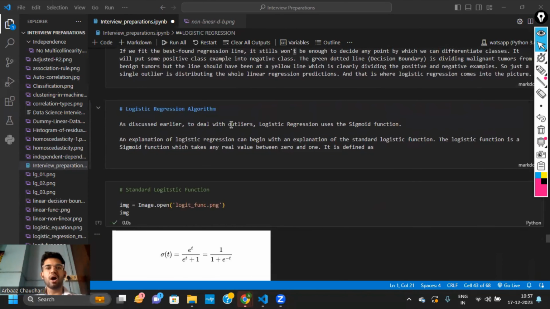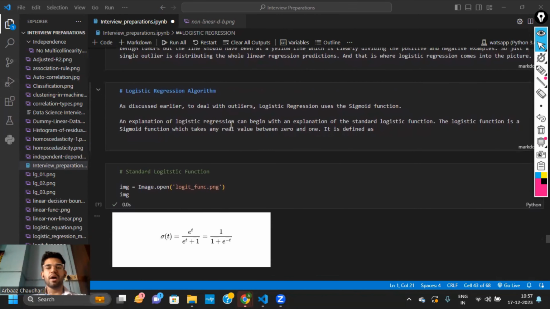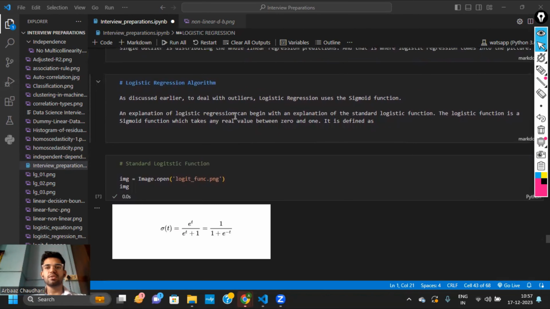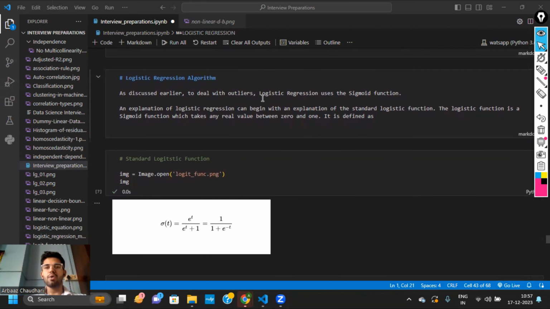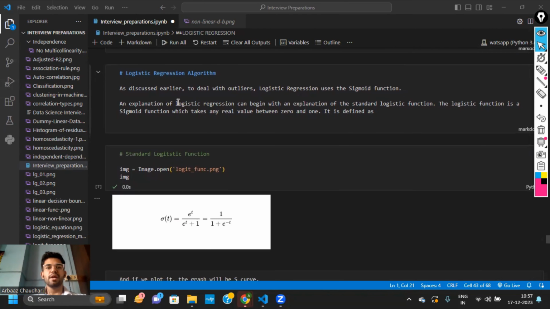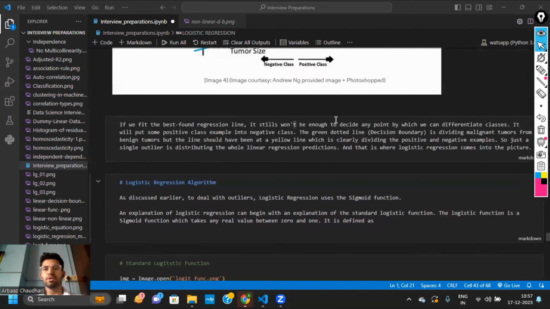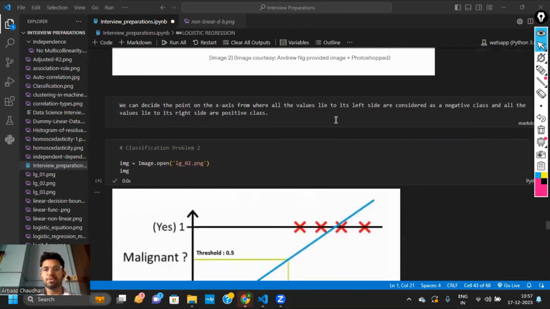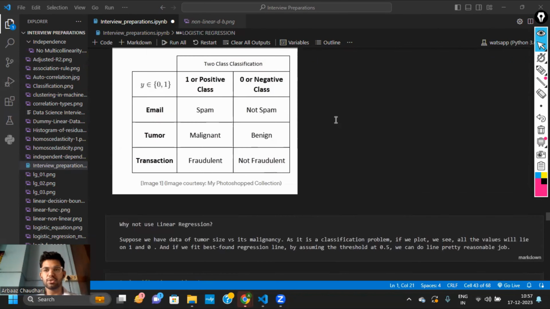Now let's see how logistic regression is working and how it is different from linear regression. As discussed earlier, to deal with outliers, logistic regression uses the sigmoid function. In the starting, we read the first line; I will show you once again so that you can recall.